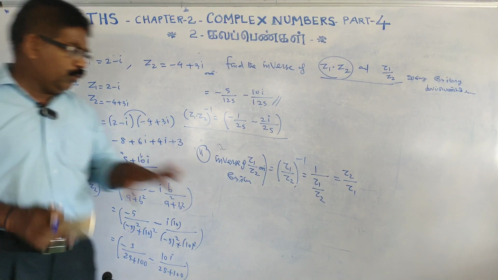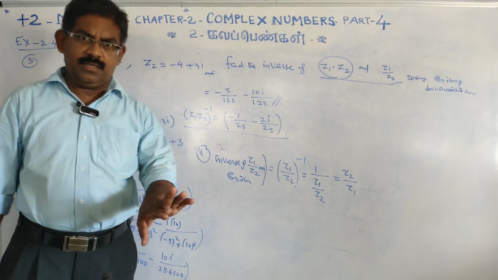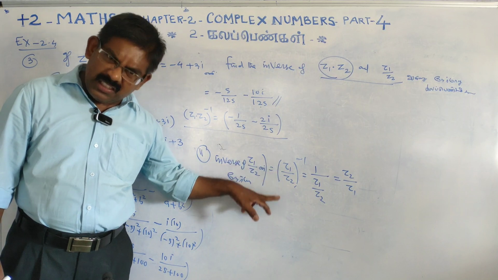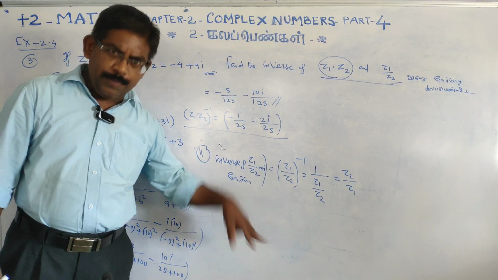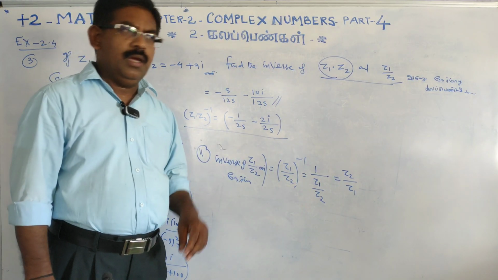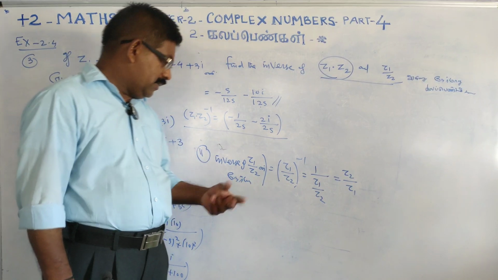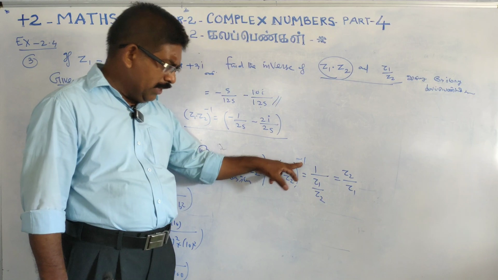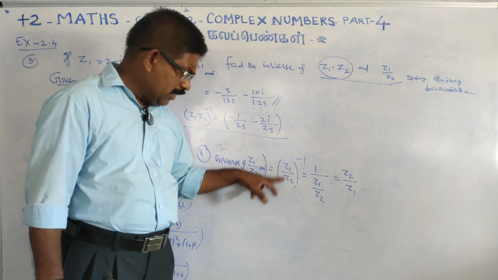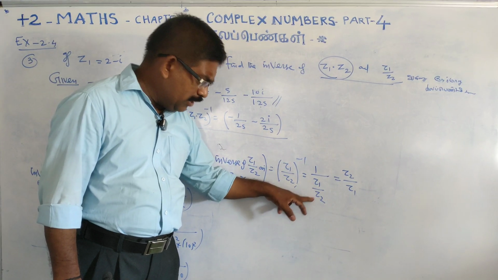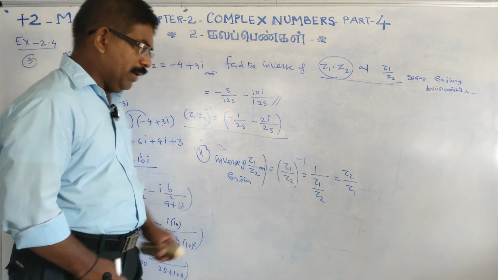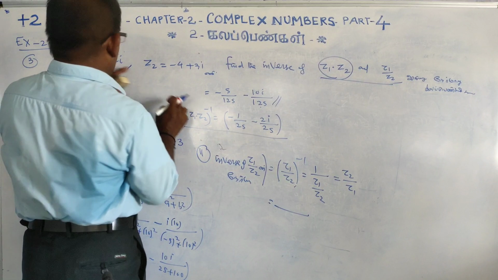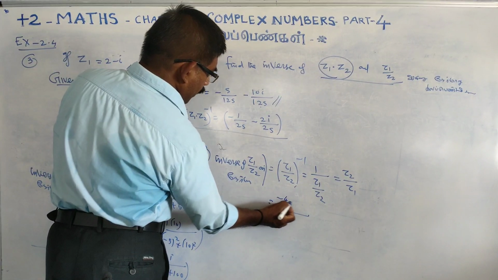First method: you find the division of the two complex numbers, then you find the inverse. Second method: the inverse of the complex number z1 by z2 power minus 1 is the reciprocal, 1 by z1 by z2, which is z2 by z1. Okay. What is z2? Minus 4 plus 3i.